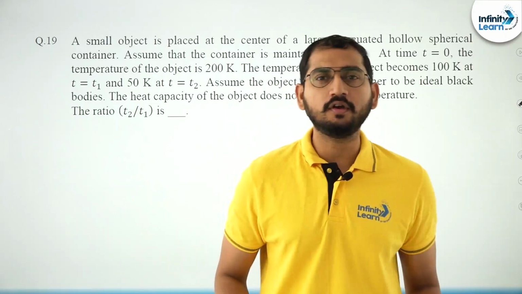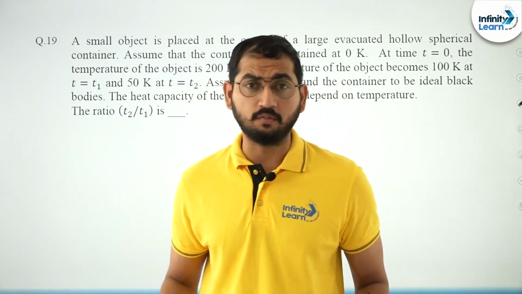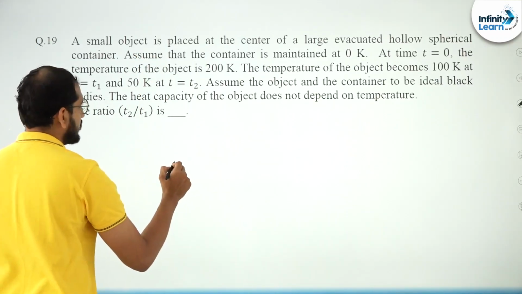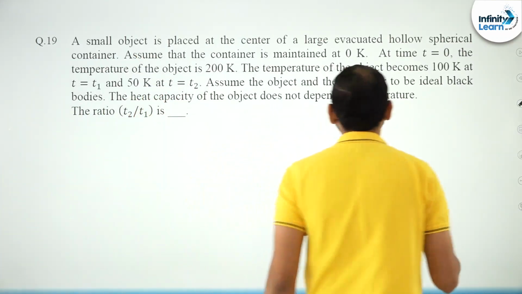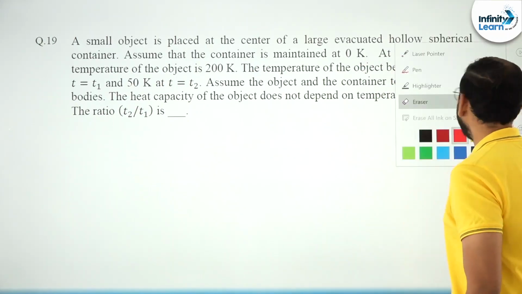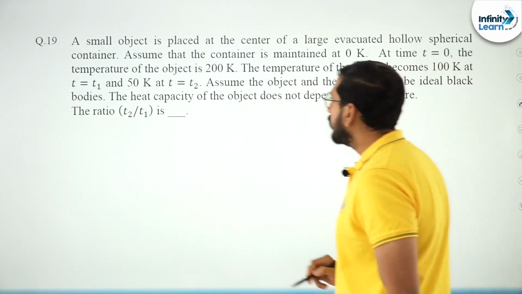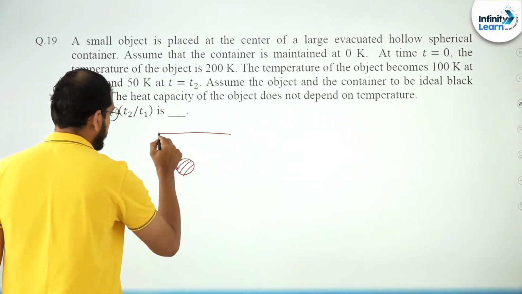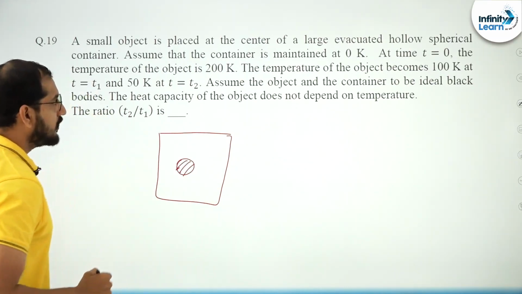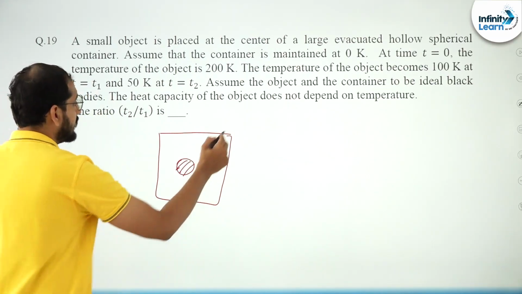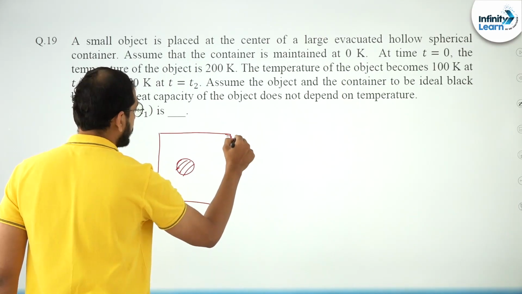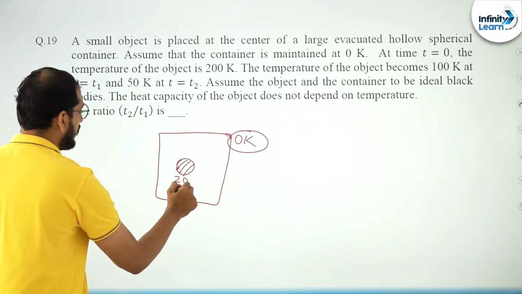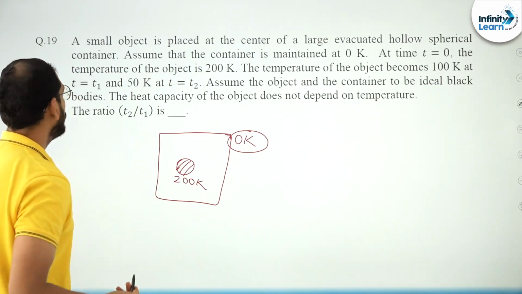So students, moving on to the last question of paper 1, here we can see that there is a small object. A small object is placed in a large evacuated hollow spherical container. Okay, so there is a small object over here, and this is kept in a container, right? So what are the data given in our question? It is given that the temperature of the surrounding is 0 Kelvin. That is the temperature of the surrounding, right? And the initial temperature of this body is 200 Kelvin.